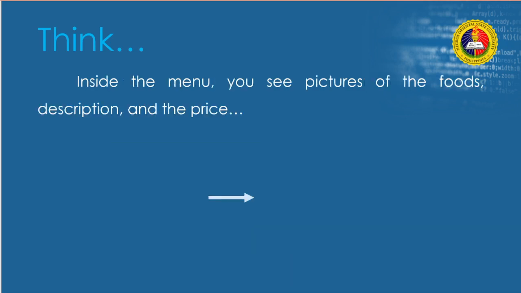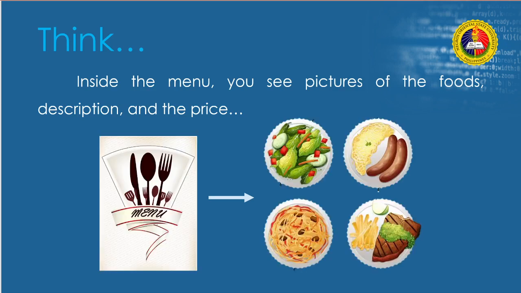Inside the menu, you see the pictures of foods, description, and the price. Right? That's what we can usually see on a menu. Most restaurants here locally have pictures of the food, a description, and the price. And in some other restaurants you can have the options for add-ons or side dishes. So how do you know what to eat, how much to pay? That will be through the use of the menu, right?